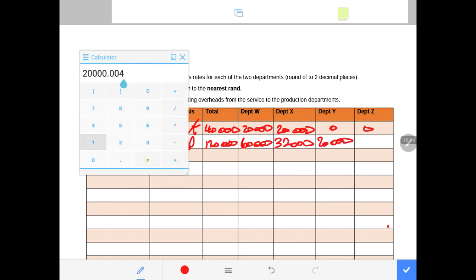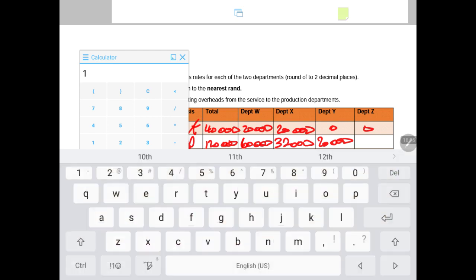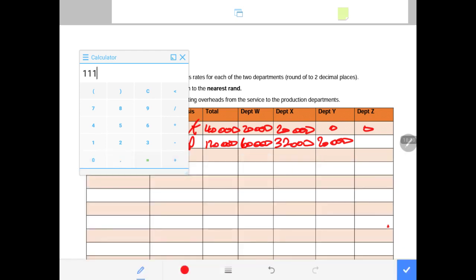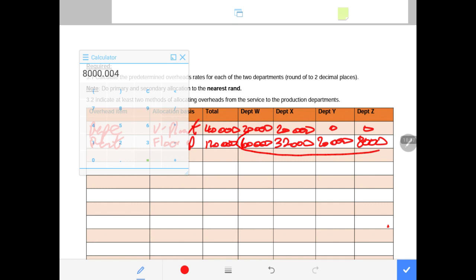Then the last one, it is 100 divided by total space for all the departments 1.5, we multiply this by 120,000, we get 8,000. So this is how we allocate. When you add all this, it must give you 120,000. You can just verify that at your time.